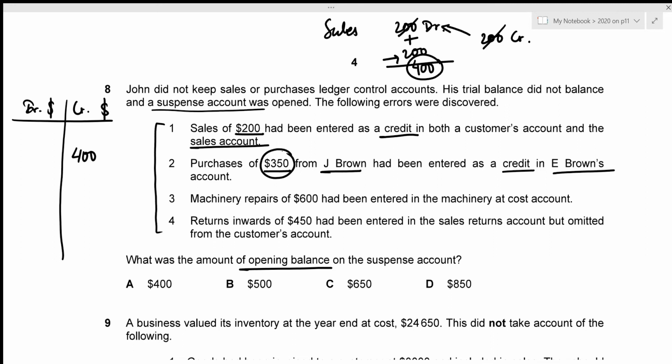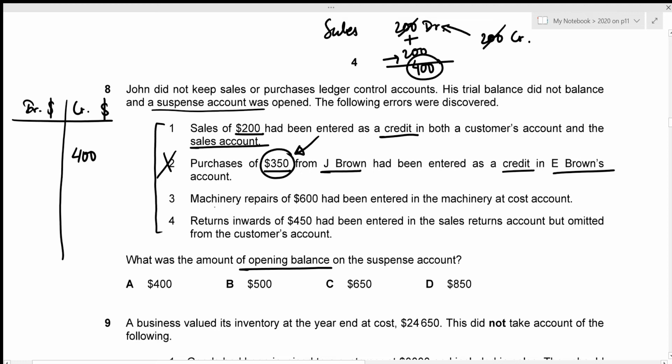And this is an error of commission, which is not represented in the suspense account because the treatment of this transaction has been done correctly, but it has just been mentioned in the wrong account. So we do not need to rectify this error.